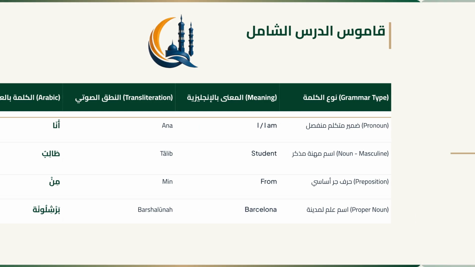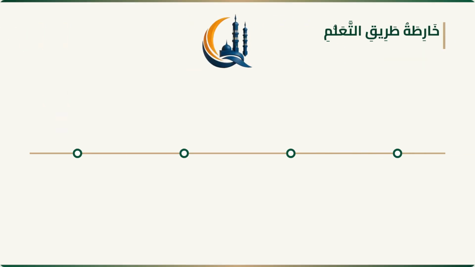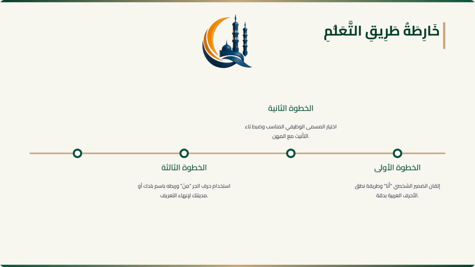Our learning roadmap includes 4 steps. First, master the pronoun ana and correct Arabic letter pronunciation. Second, choose the right job title and adjust for feminine forms. Third, use the preposition min with your country. Fourth, construct your full sentence and speak fluently with peers.